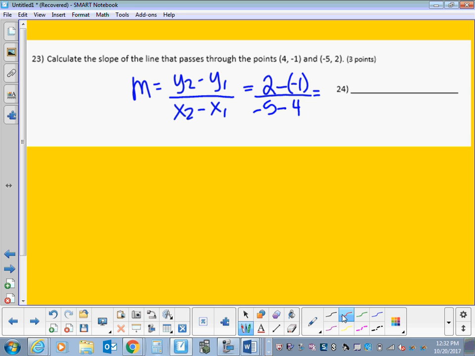What's 2 minus -1? Which is basically 2 plus 1, 3. And what about 5 minus 4? -9. Is this my final answer? No. In your calculator, do math, enter, what do you get? So your slope is -1/3. Go ahead and reduce it. If you type this into your calculator, make sure you put the whole top in parentheses, the whole bottom in parentheses. If not, then it'll mess up your answer.